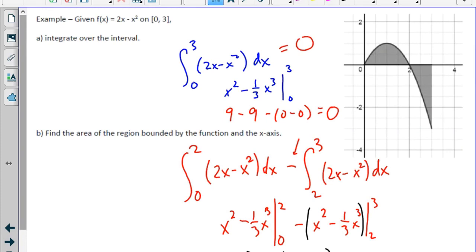So what that means is this part up here is 4/3, and it's canceled out by this 4/3 down here when we did the integral, so we got 0. If I was just doing integrals by themselves, I would get negative 4/3 down here and positive 4/3 up there. They would cancel out to be 0. However, area is technically always positive, so I have to add those two and I get 8/3.